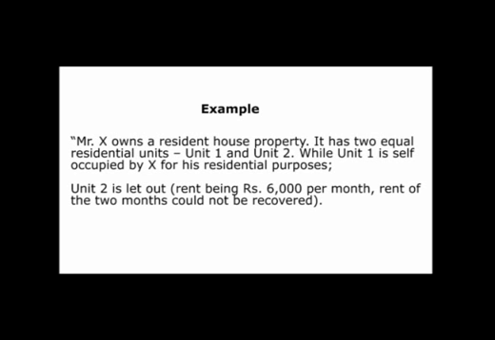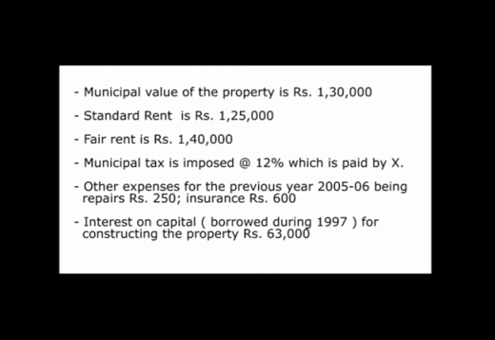Mr. X owns a residential house property. It has two equal residence units, Unit 1 and Unit 2. While Unit 1 is self-occupied by Mr. X for his residential purposes, Unit 2 is let out. The rent of this Unit 2 is 6,000 rupees per month and the rent of 2 months could not be recovered. It means this is the case of unrealized rent. And the various details in respect of the property: the municipal value of the property is 1,30,000. Similarly, standard rent is 1,25,000.